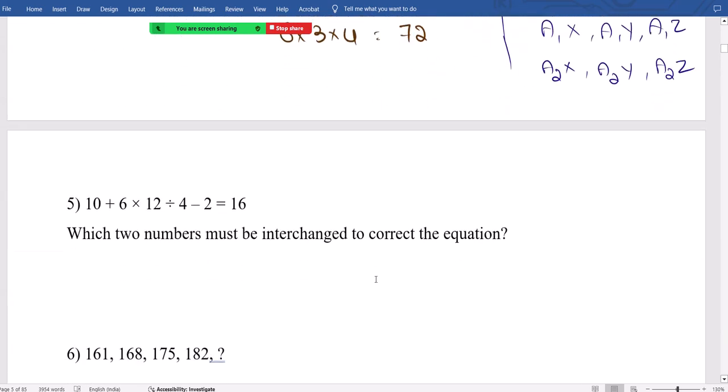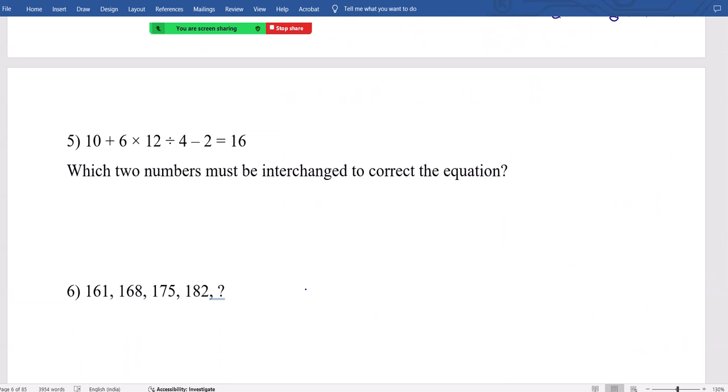Right. Next question, mathematical operations, very important. These are the memory based questions from phase 1.